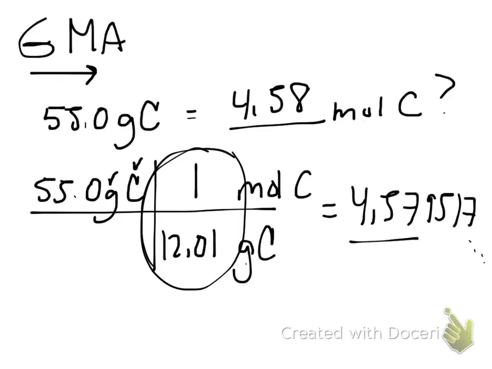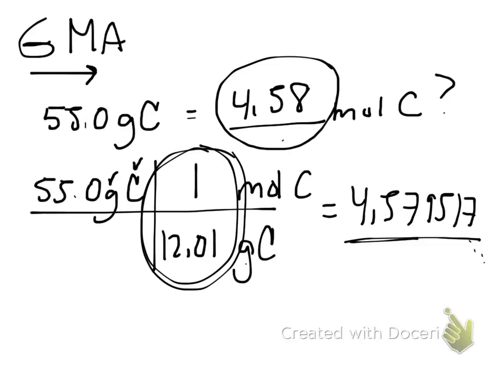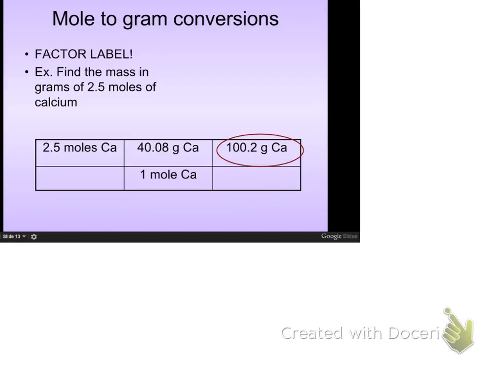So we use our molar mass here. We get a raw answer. And our final answer with sig figs would be 4.58 moles of carbon. That's our first kind of conversion. But remember, looking at this GMA, you can go straight from grams to moles. There's no middle step. That also means you can go straight from moles to grams. So let's look at one of those.